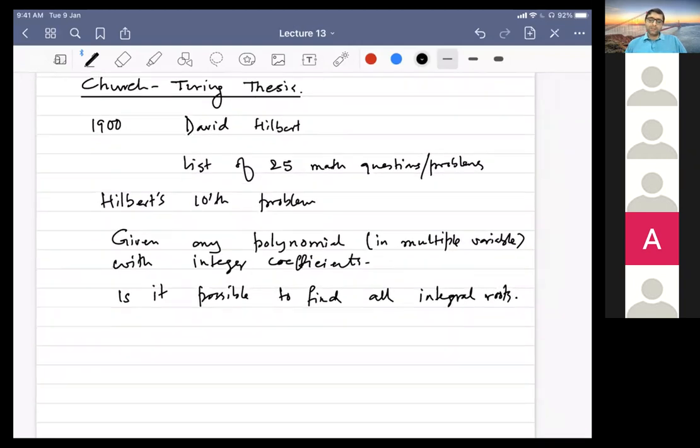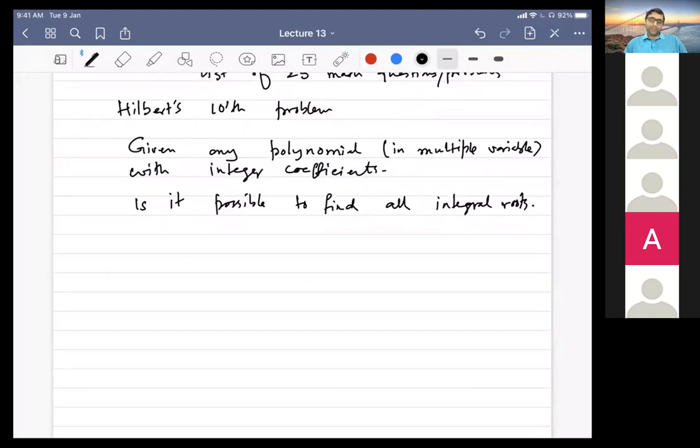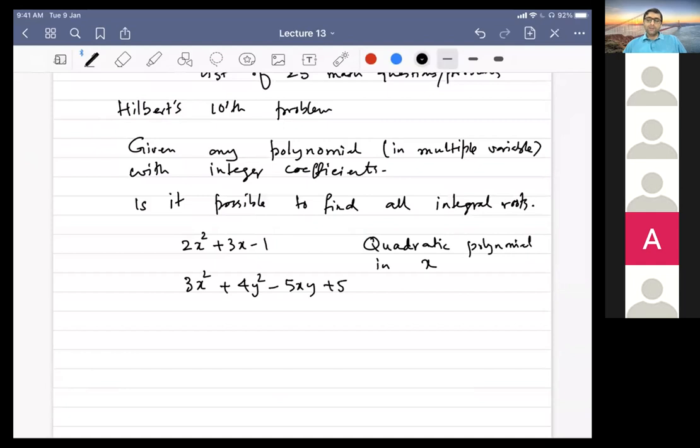Before we begin, let us describe what a polynomial is. For example, 2x squared plus 3x minus 1 is a polynomial. This is a quadratic polynomial in one variable, and that variable is x. We can have other polynomials, for example, 3x squared plus 4y squared minus 5xy plus 5. This is also a quadratic polynomial in variables x and y, because the maximum degree of any term is 2: 1 plus 1 is 2. So it's a degree 2 polynomial with 2 variables. We can also have polynomials in 3 variables, 4 variables, 5 variables, in any number of variables.